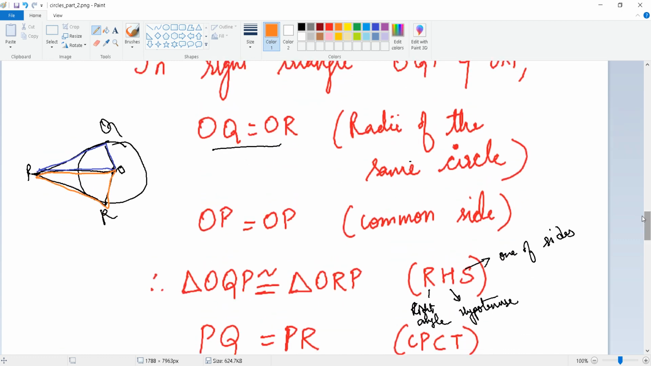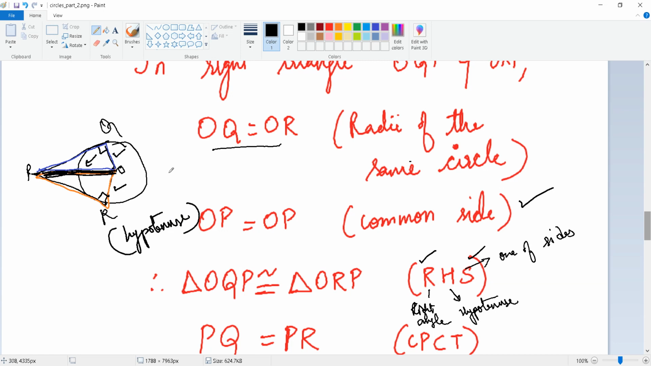Now in these two triangles, you know that these two sides are equal, this and this. This turns out to be one of the sides. Then you have this and this as 90 degrees. So you have one side and the right angle, and then the third thing, OP and OP are equal to each other. It's a common side, so I have written common side. That is actually the hypotenuse, the side opposite the right angle.